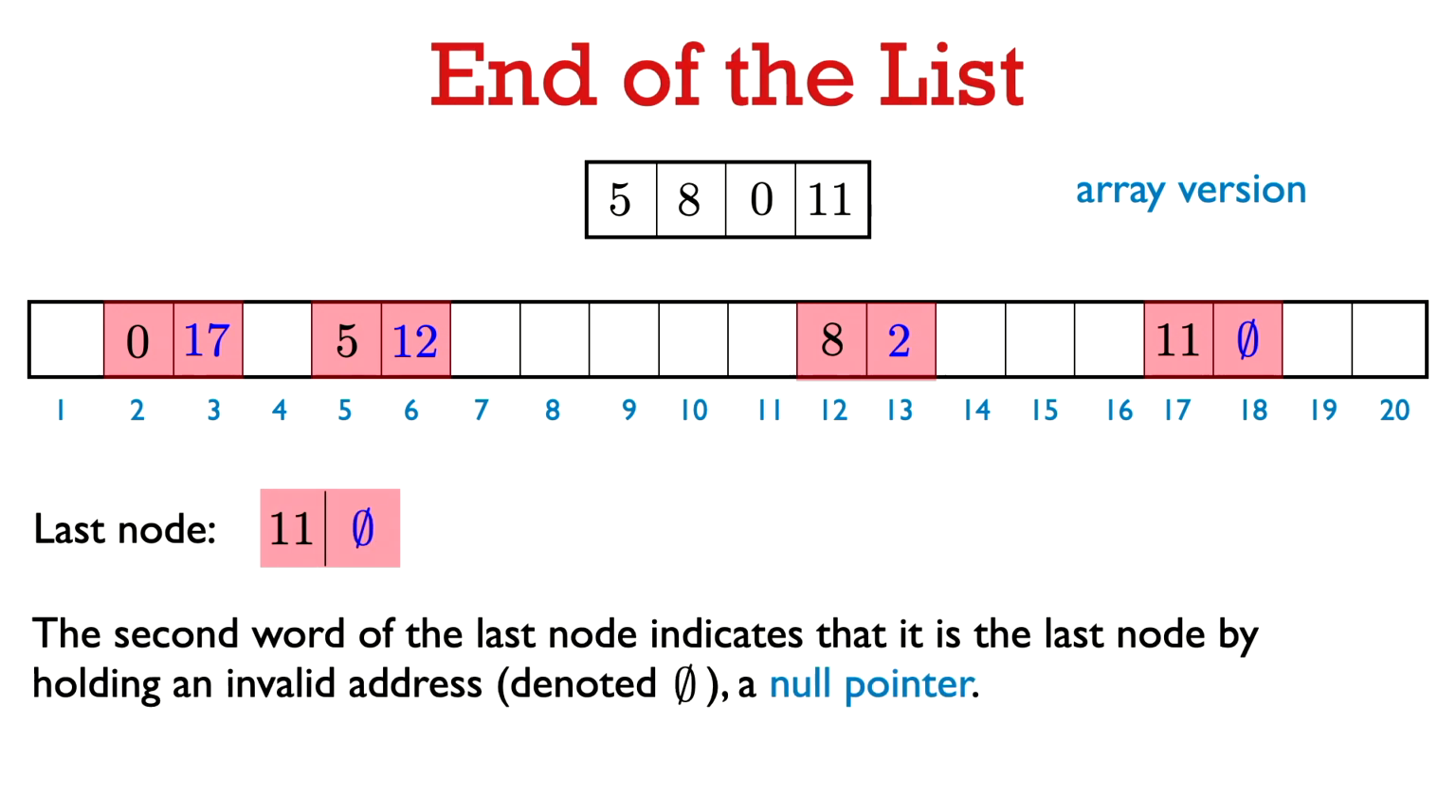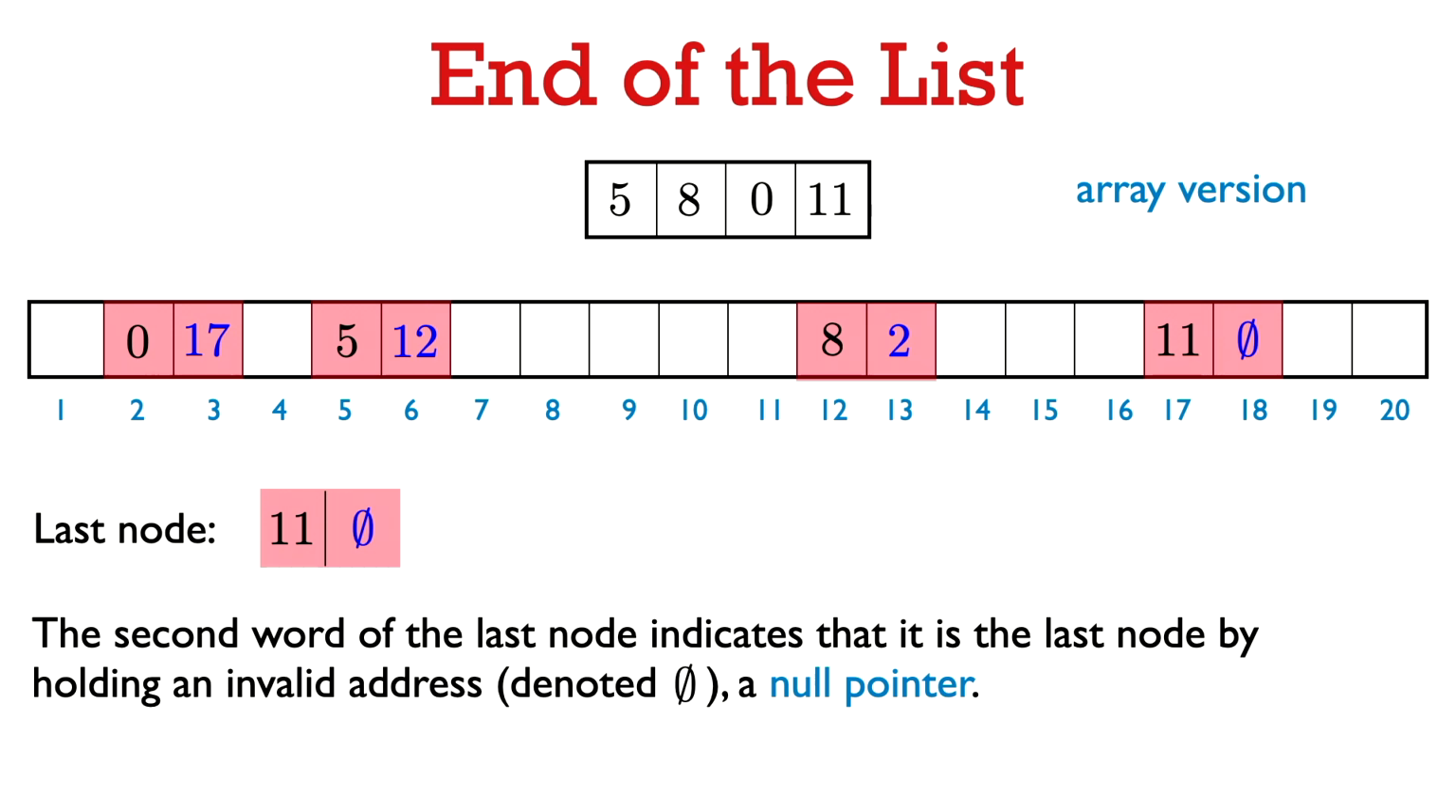The second word of the last node also has an address of memory. And you see that I'm using this funny symbol here, the null pointer, the empty set symbol. And that represents a null pointer. So this empty set is basically just an invalid address. It's an address which doesn't exist. Okay, and we call that a null pointer.